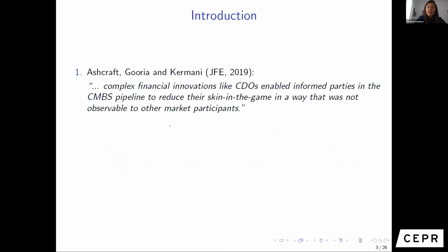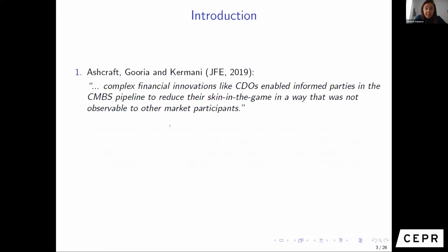There's also some evidence that this issue of not knowing who is retaining something has come up. There's a recent paper by Ashcraft, Guri and Kermani that studies the commercial mortgage-backed securities pipeline. What they find is that complex financial innovations like collateralized debt obligations enabled informed parties in the CMBS pipeline to reduce their skin in the game in a way that was not observable to other market participants.